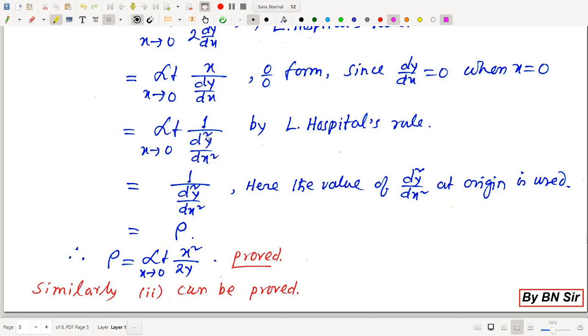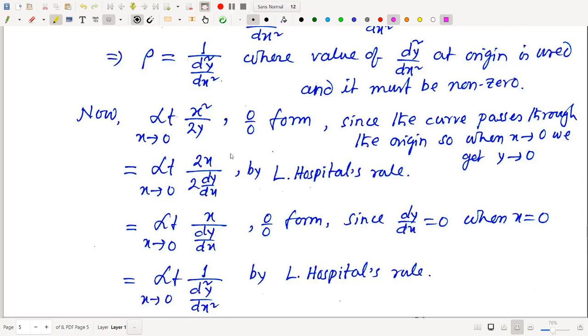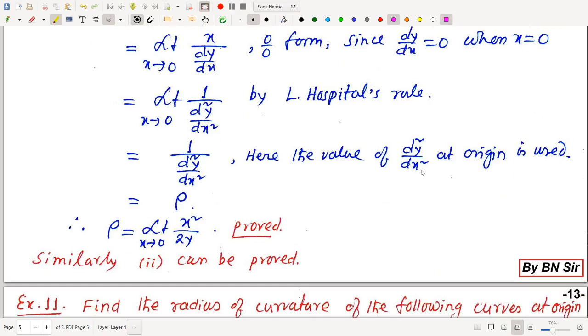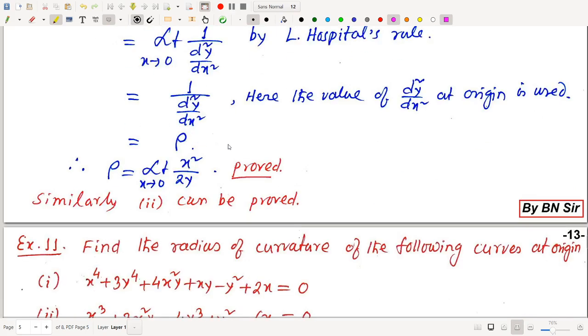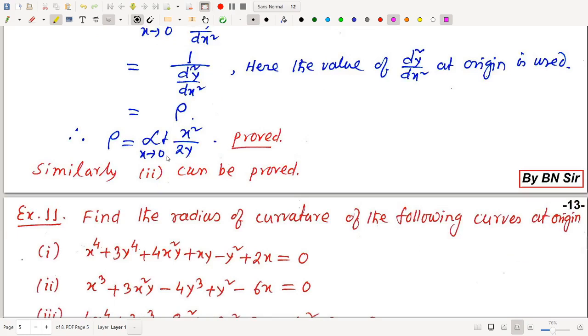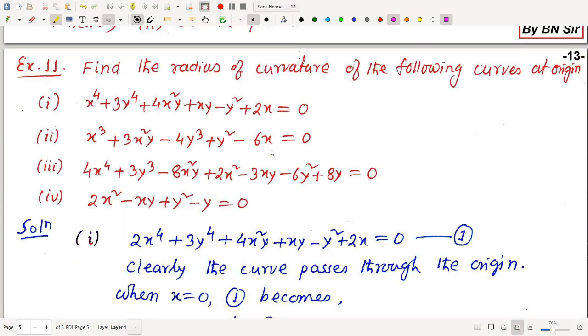Now suppose in the expression we have substituted x equal to 0 and we have got 1 by d square y by dx square. And that is rho. Already we have seen rho is 1 by d square y by dx square. Of course here the value of d square y by dx square at origin is used. We have taken the limit, suppose. So rho equal to limit x square by 2y as x tends to 0. And this result is proved, and similarly Roman 2 can be proved. You can see.